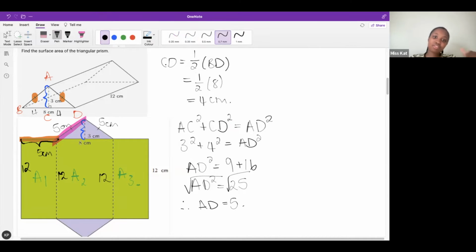Now I think we have enough information to find out all of our areas. Okay, let's start with area 1. What kind of shape is area 1? I wrote A1 on it. Hint, hint. A rectangle. So how do we work out the area of a rectangle? Length times breadth. And you guys have just now told me that the length is 12 and the breadth is 5. So area 1 is how much?